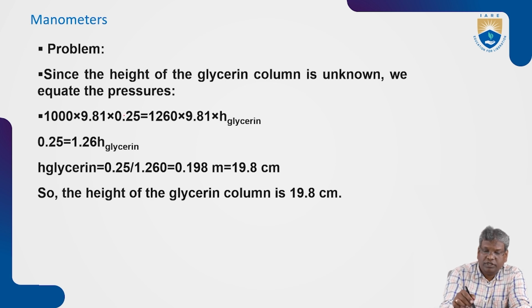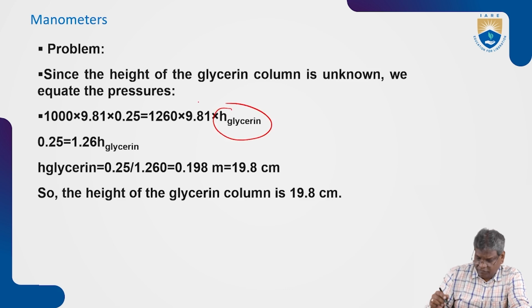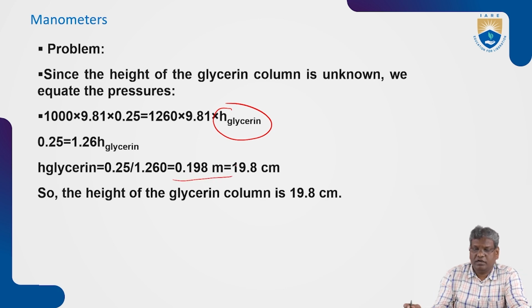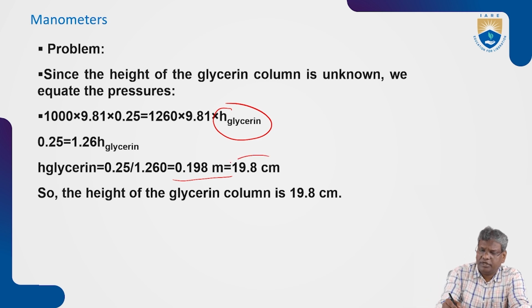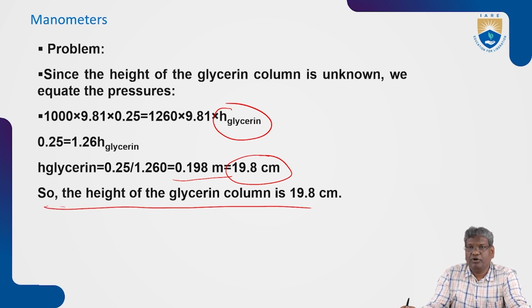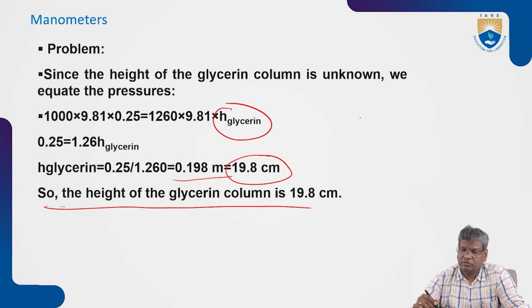So 1000 into 9.81 into 0.25 is equal to 1000 into h of glycerin. h of glycerin we don't know. That's what we want to calculate. So h of glycerin is equal to 0.25 by 1.26. That is around 0.198 meters. If you convert it into centimeters, the height of the glycerin column is 19.8 centimeters.